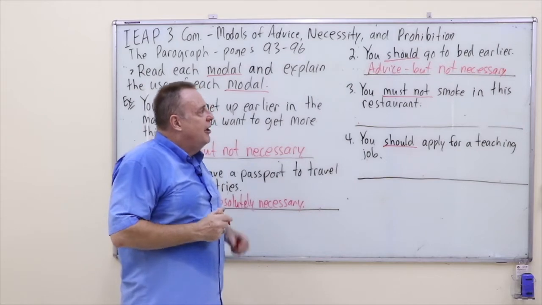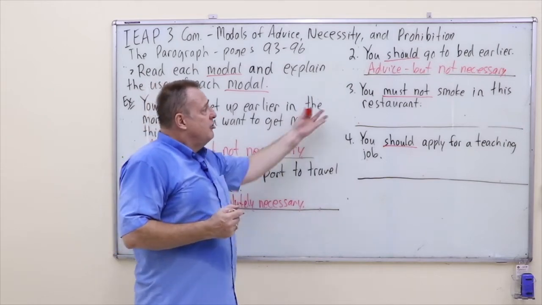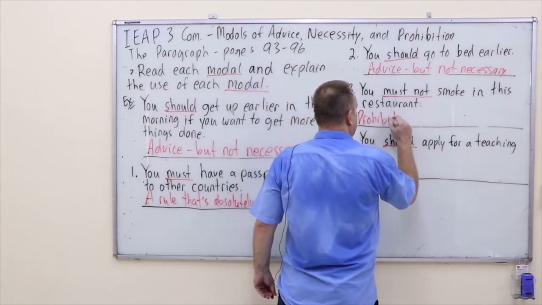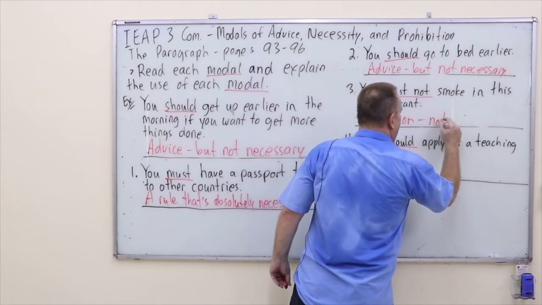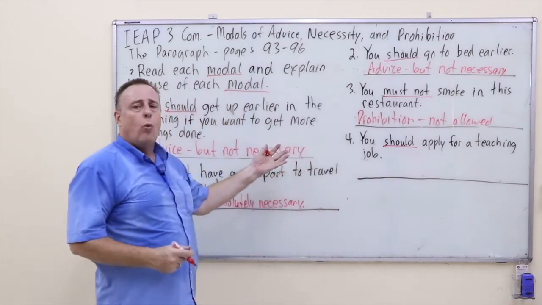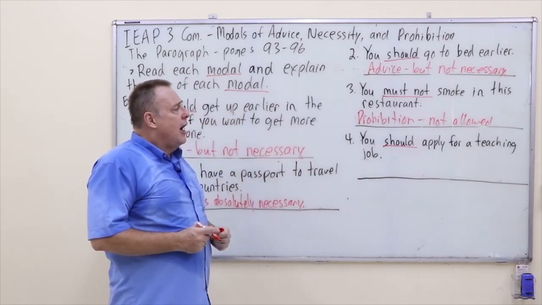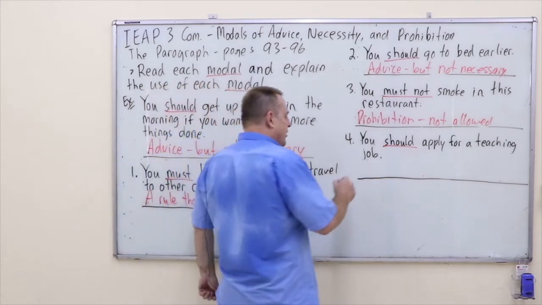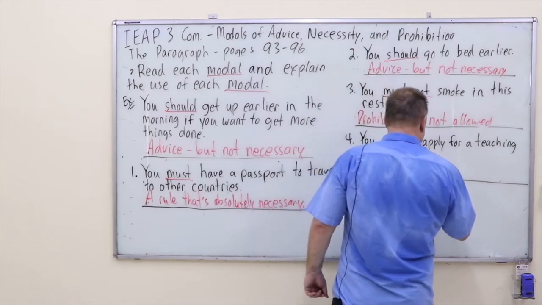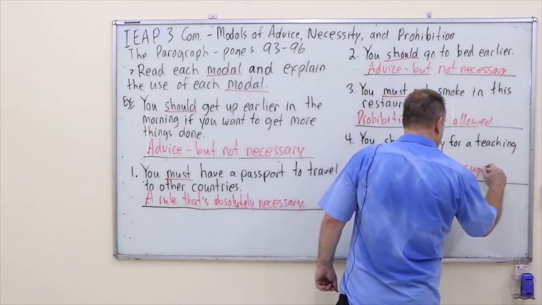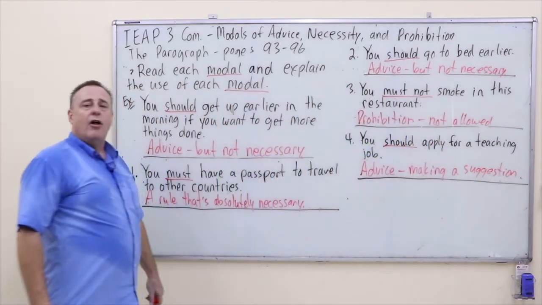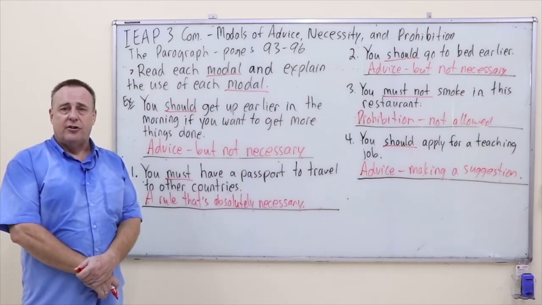All right, and let's have a look at number 3. You must not smoke in this restaurant. So for this one, well, we could say something as simple as prohibition, not allowed. All right, and for the last one, you should apply for a teaching job. So for this one, we could say advice, making a suggestion. Okay, I'll see you in a couple of minutes for the next exercise.